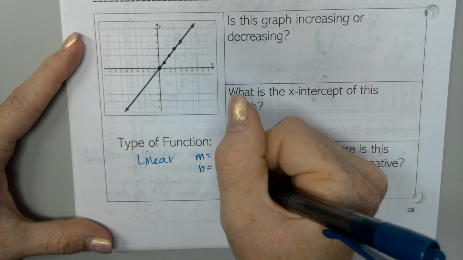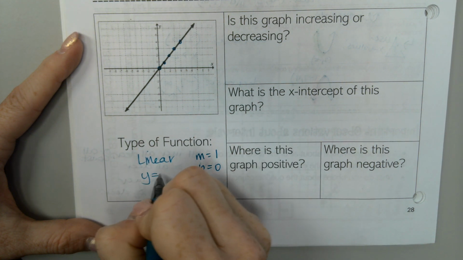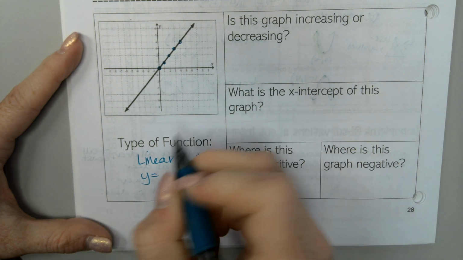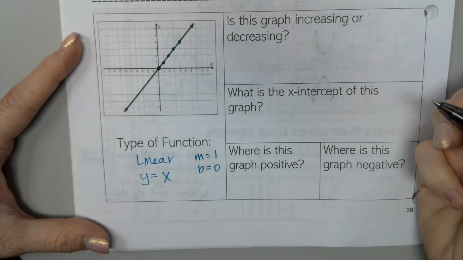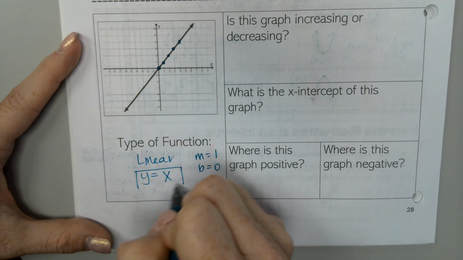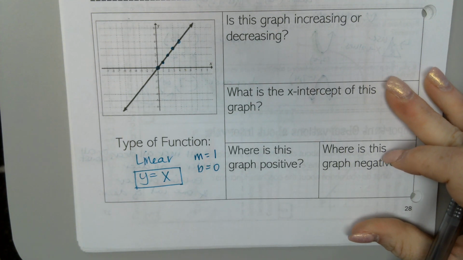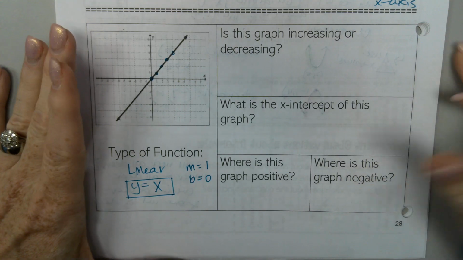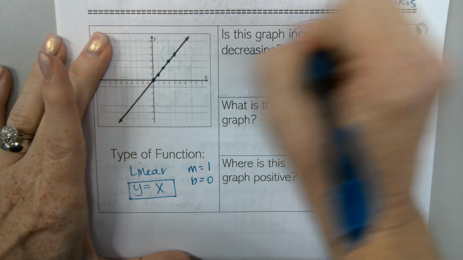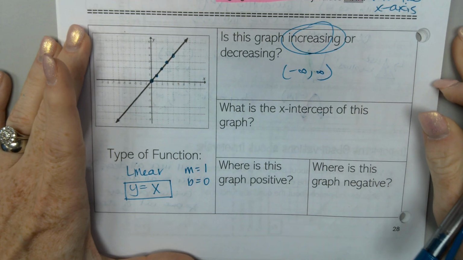And where does it go through the y-axis? At 0. So my equation here is just y equals mx, or 1x, plus b, which is 0. So I'm just going to leave this alone. That is my equation of the line. Now, is this graph increasing or decreasing? It is increasing from negative infinity to positive infinity.